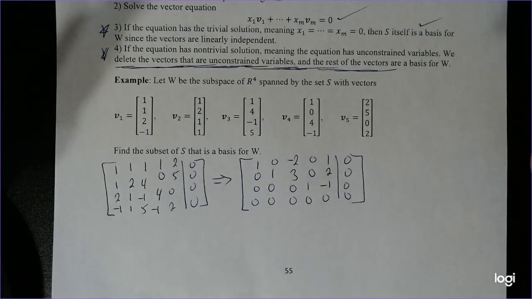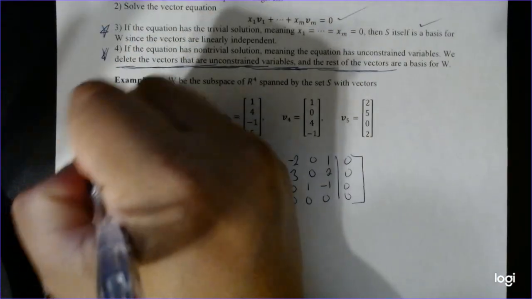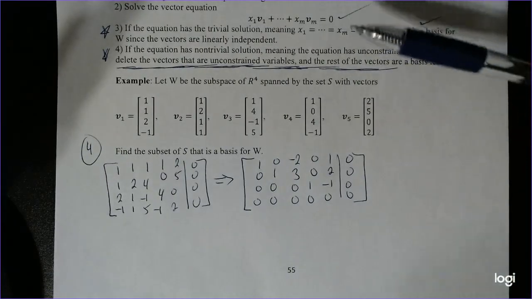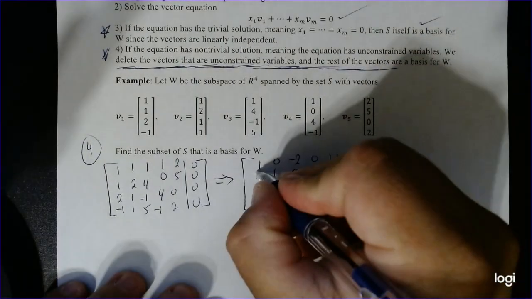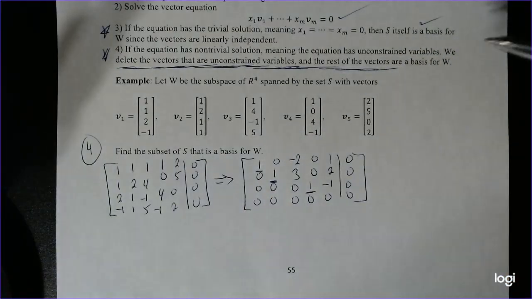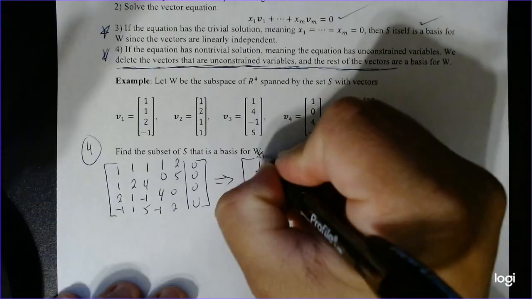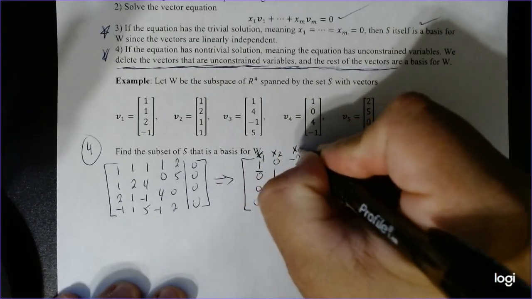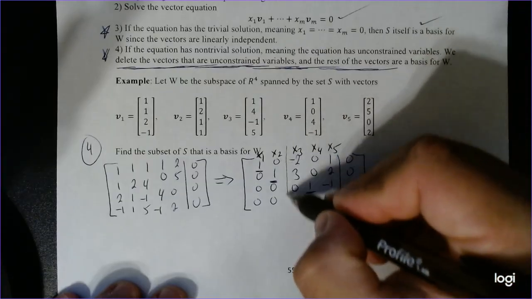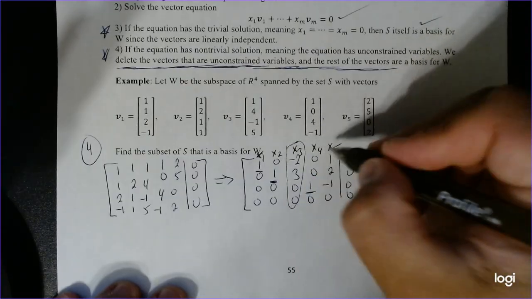So this is what it means by deletions. We're going to do number 4. This is a property 4 situation here. If the equation has a non-trivial solution, then we use my pivots here. See, it's already in Euclidean form, meaning the equation has unconstrained variables, and we actually do. Remember, this is x1, x2, x3, x4, and x5. So we have 2 unconstrained variables.